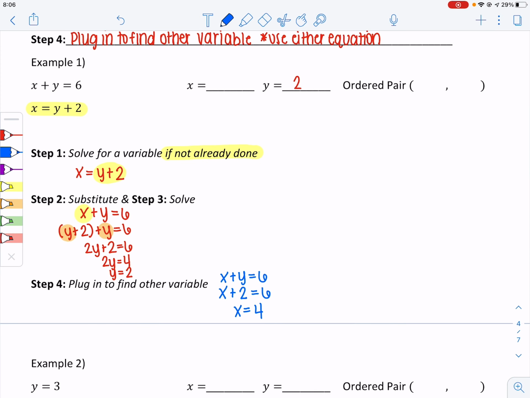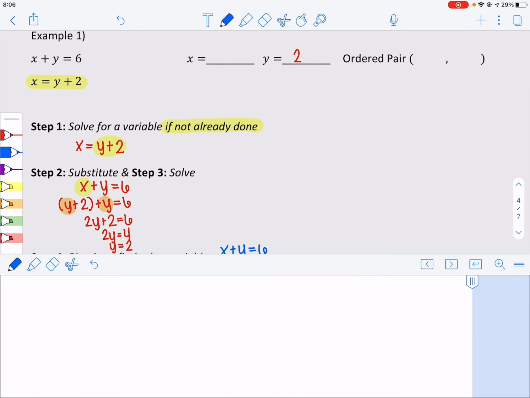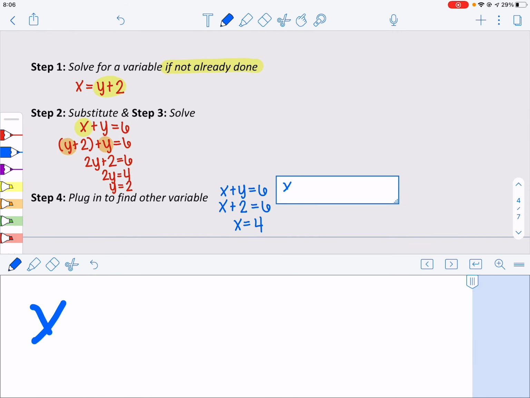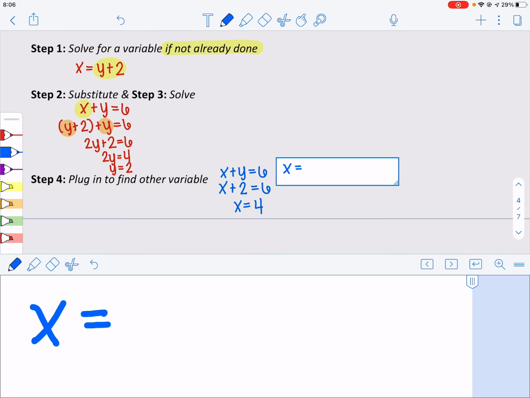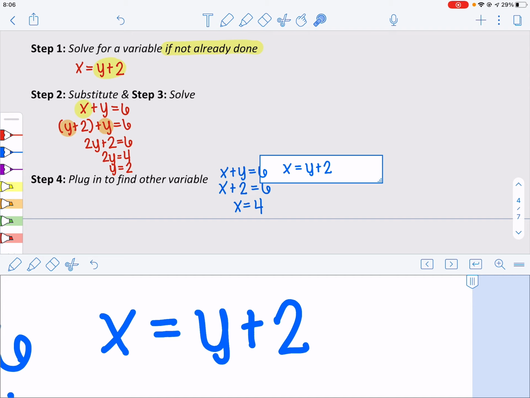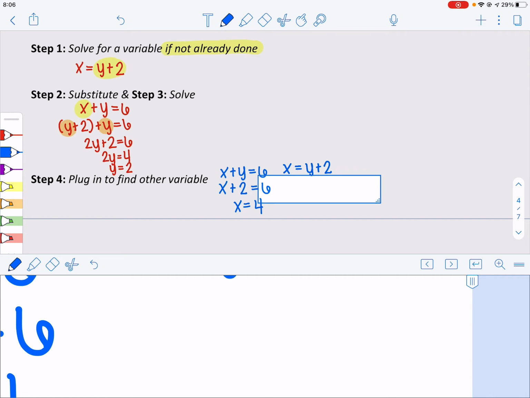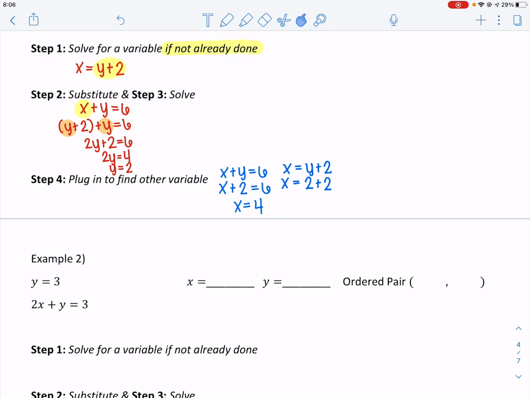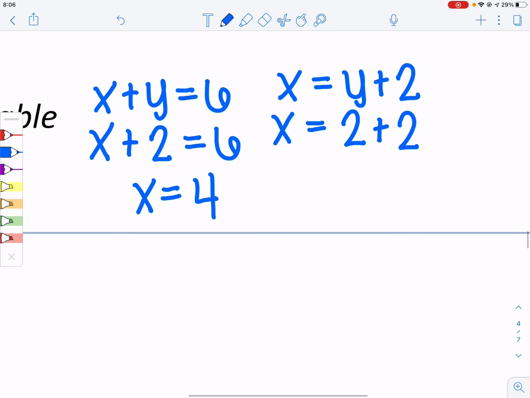If you wanted to use the other equation, that's totally fine. For this equation, my y is 2, so the equation we're looking at is x equals y plus 2. Again, we know that y is 2, so in place of y, I'm going to put 2. So x equals 2 plus 2. Okay, I know 2 plus 2 is 4, so I get 4 this way as well. Again, notice in place of y, we're plugging in a 2. It does not matter which one.